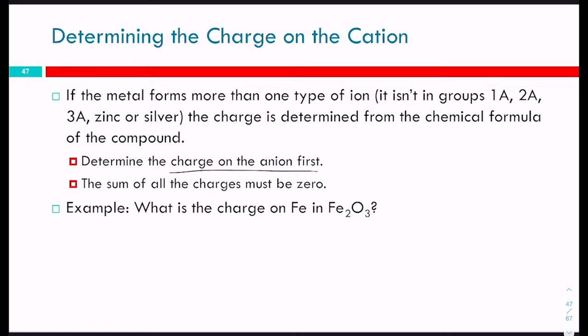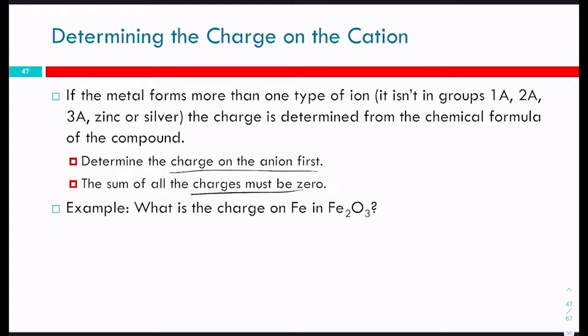Because if we can determine the charge on the anion, we know that the charges of the anion and the cation have to add to 0, so we can determine what the charge is on the cation, assuming that the formula is written correctly. All right, so the charges must be 0.